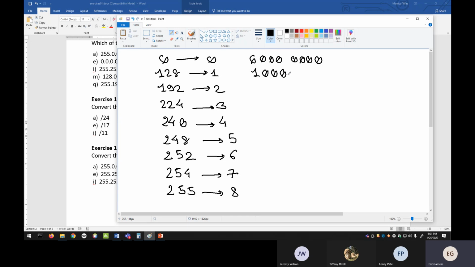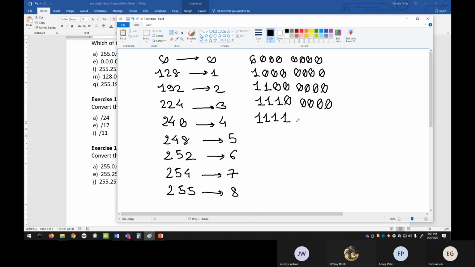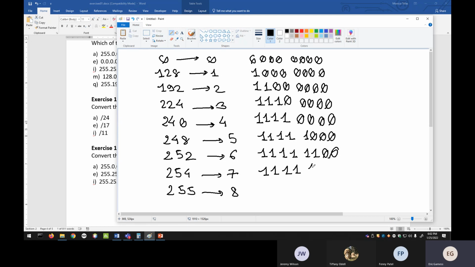128 just has 1 one inside. 192 has 2 ones inside. 224 has 3 ones inside. 240 has 4 ones inside. 248 has 5 ones inside. 252 has 6 ones. 254 has 7 ones. And 255 has 8 ones inside.